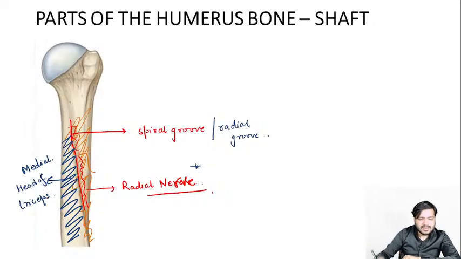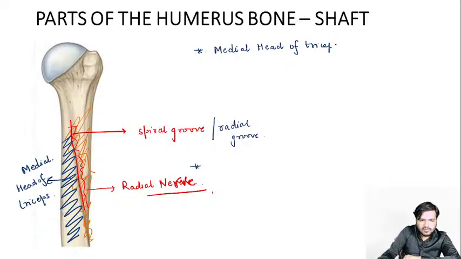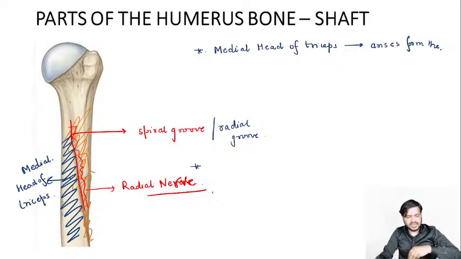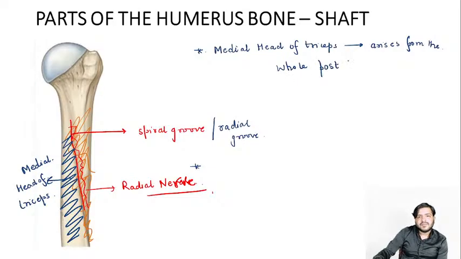So you can see that the medial head of the triceps arises from the whole posterior surface below the spiral groove. Yes, there are three heads. But tell me their names, I need the names.